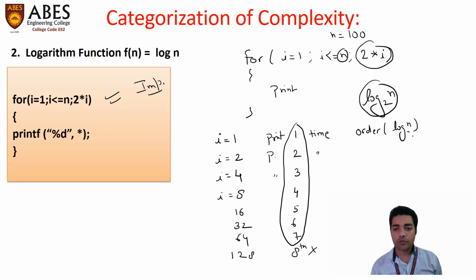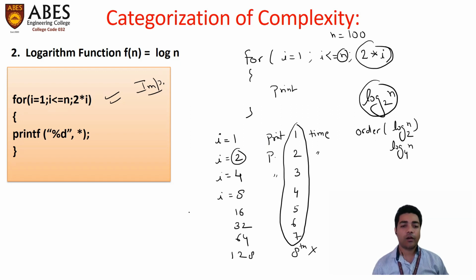Why are we saying base 2? Because we are multiplying it with 2. If we had multiplied it with 4, its time complexity would have become log n to the base 4. Like this we calculate this kind of logarithmic function.